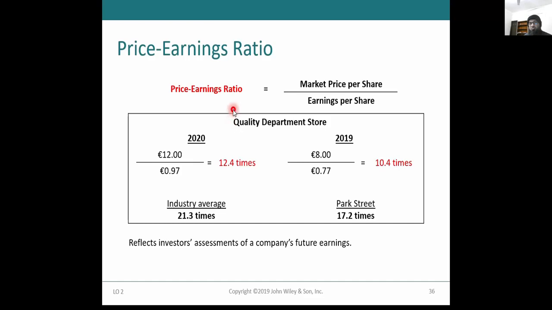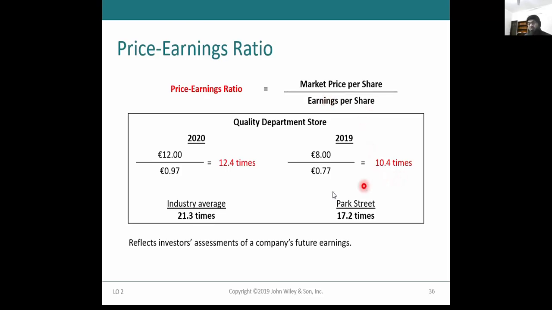Price earnings ratio. This is the market price per share, which cannot come from the statement of financial position. It comes from other sources, right? So the stock market price divided by the earnings per share. This is also known as the earnings multiple, right? So price earnings ratio is also known as earnings multiple. How many times the market price of a share is of our earnings.